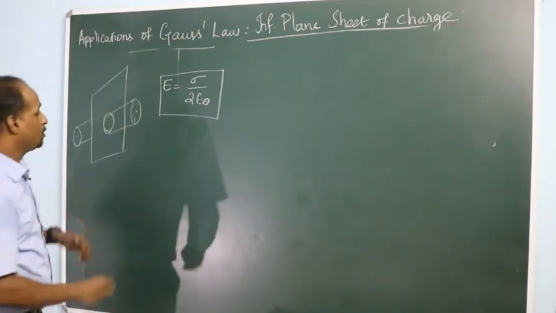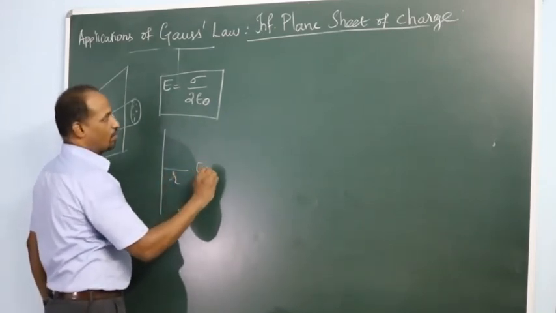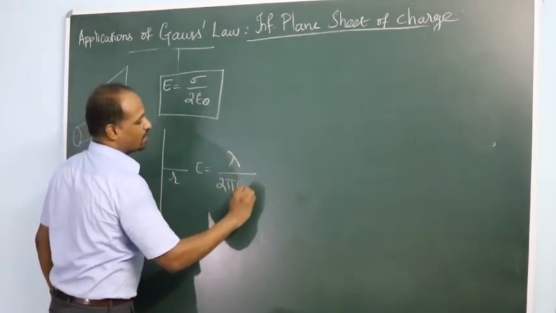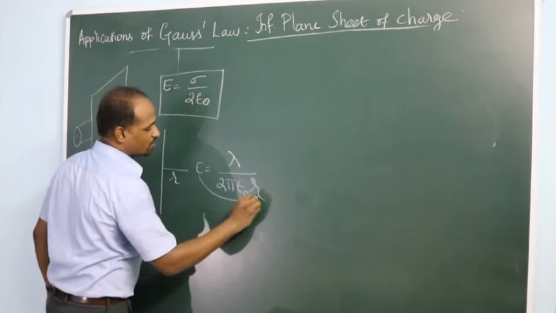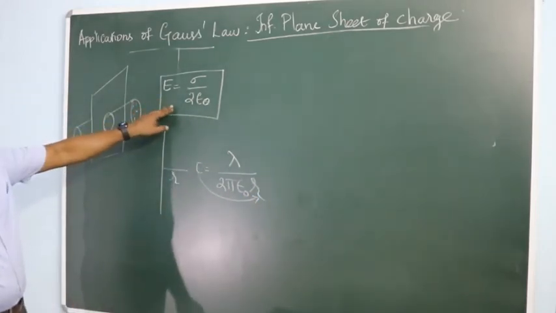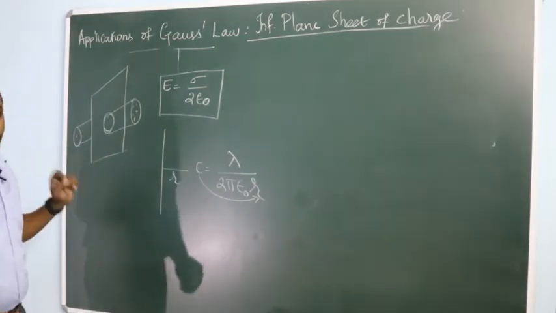Whereas the electric field due to a linear charge at a distance r, we found to be lambda by 2 pi epsilon naught r. E was inversely proportional to r. It was depending on distance, whereas this one does not depend on distance. This is the most striking thing that we observe here.